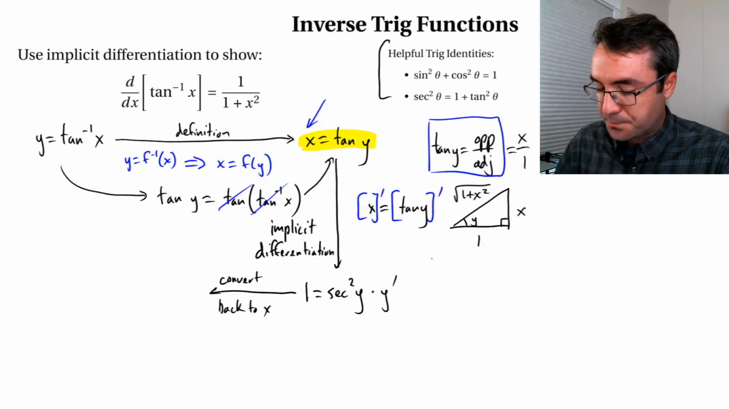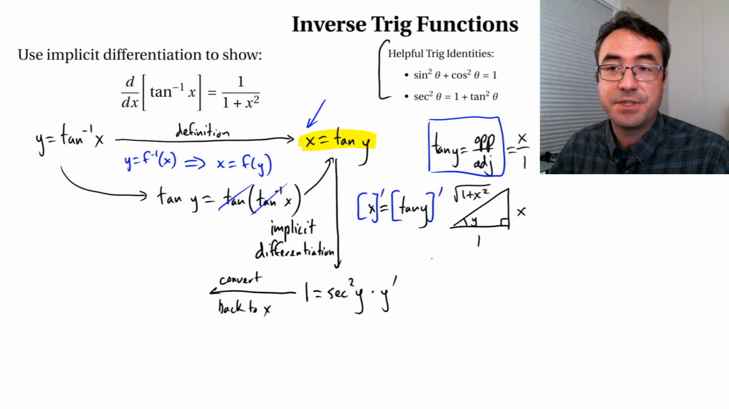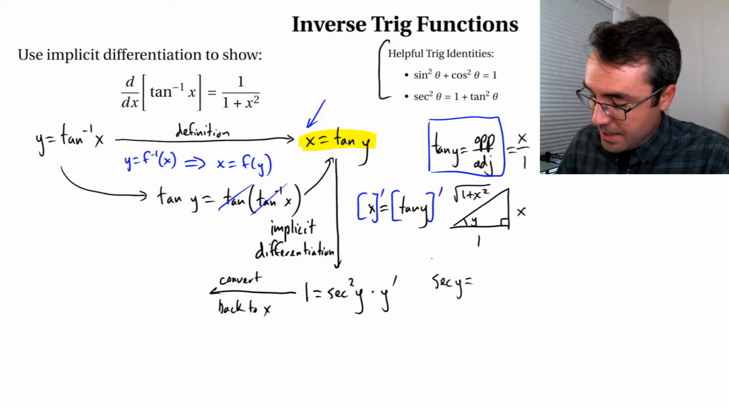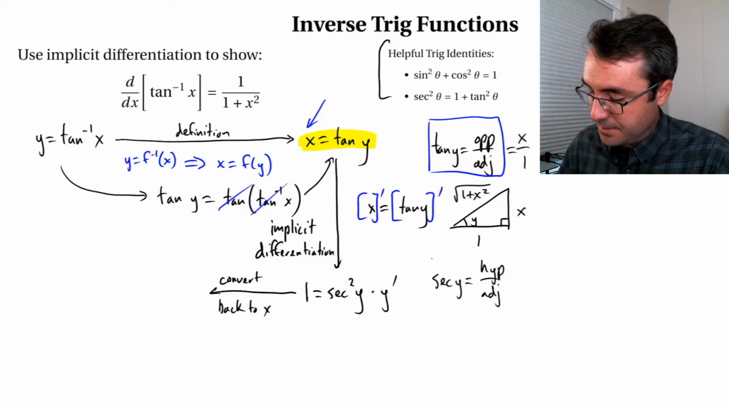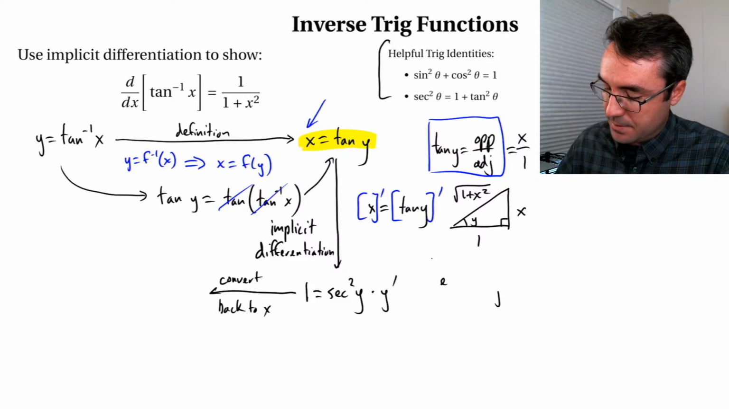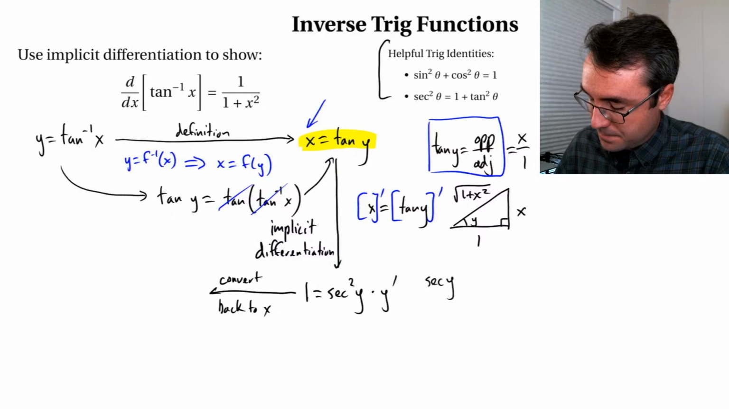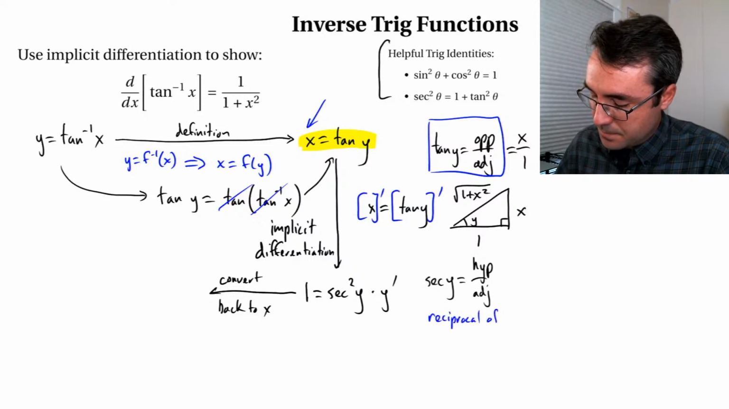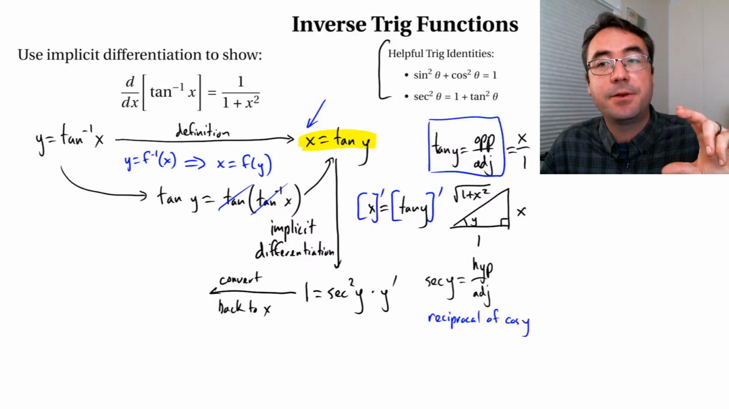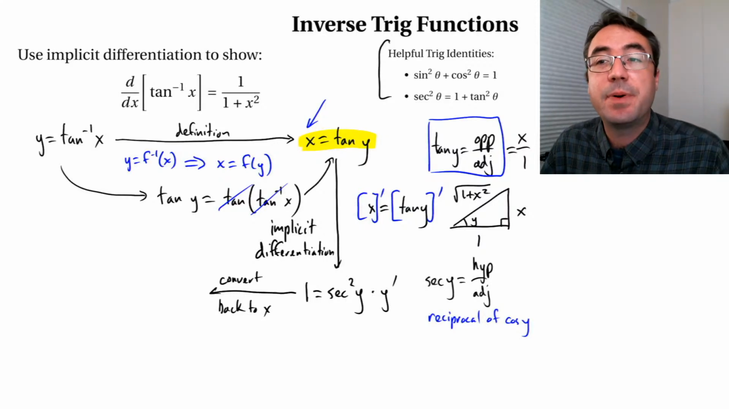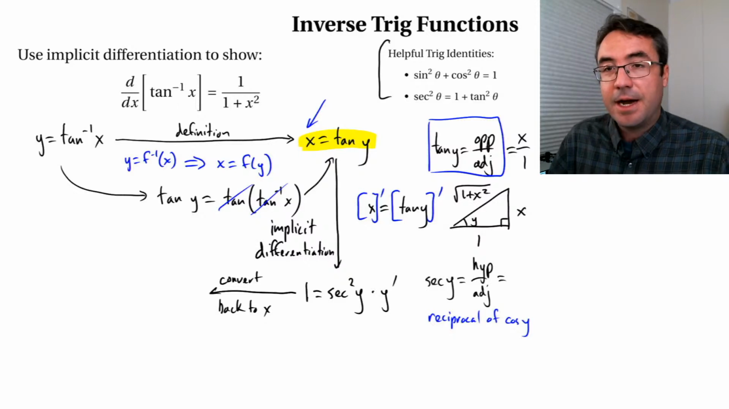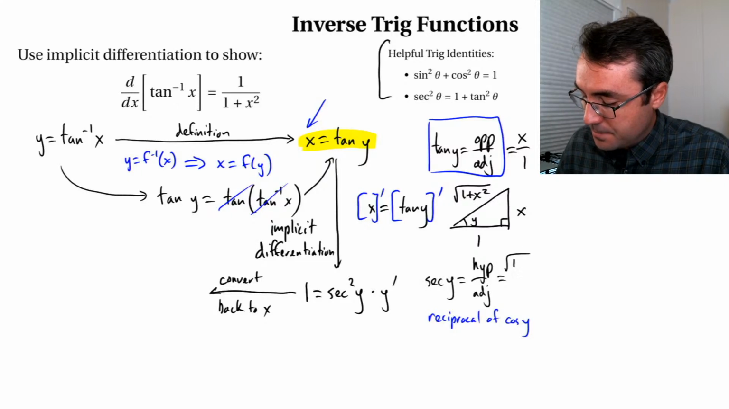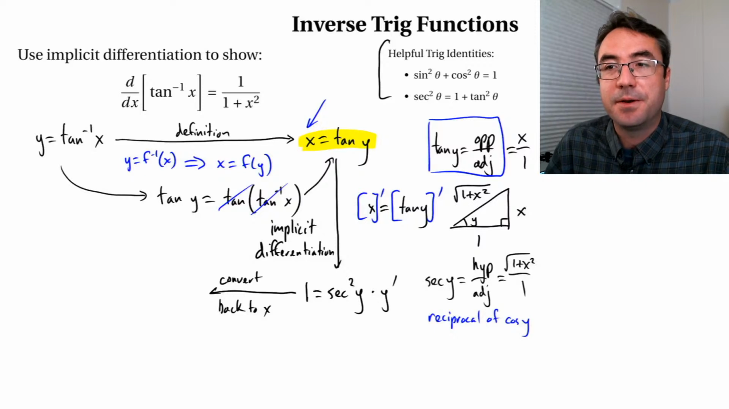All right, so we want to figure out what secant is, because we have a secant squared there. So secant is hypotenuse over the adjacent side. Why is it that? Well, it's the reciprocal of cosine. Cosine is adjacent over hypotenuse. Secant is the reciprocal of cosine, so we just flip it. So it's hypotenuse over the adjacent side. And if we fill that in, hypotenuse we know is the square root of 1 plus x squared, and then the adjacent side is 1. So there is secant y.